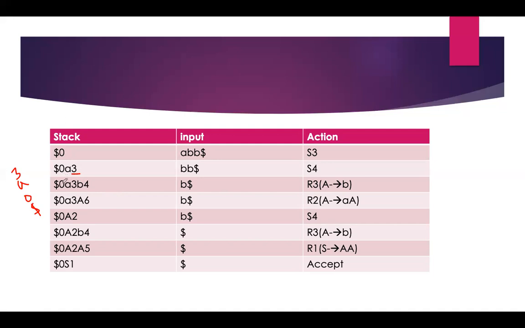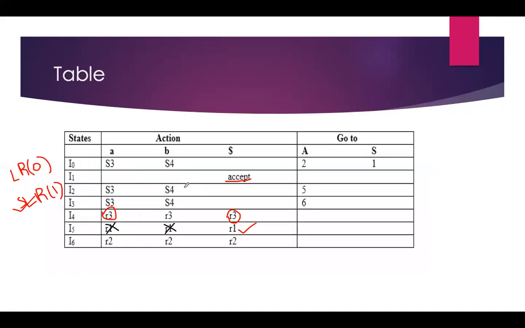So as it is 0 A 3, we are shifting this B here, and with this B we need to shift the 4 also. I have shifted it here. After shifting, for 4 and B we need to check in the table. 4 under B gives reduce 3.